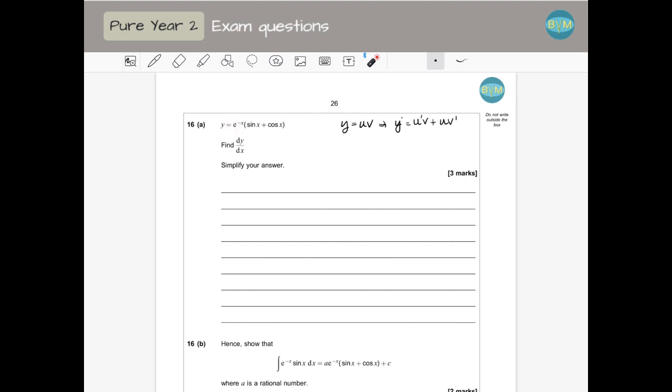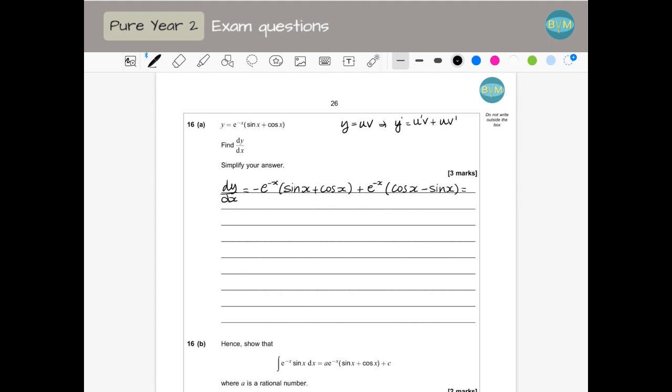Derivative of e to the power of minus x, so dy by dx, is going to be minus e to the power of minus x. And then I copy the rest of the function, so the second factor, without doing anything. And then I add the first function, and I differentiate the second factor. Derivative of sine is cos, derivative of cos is minus sine.